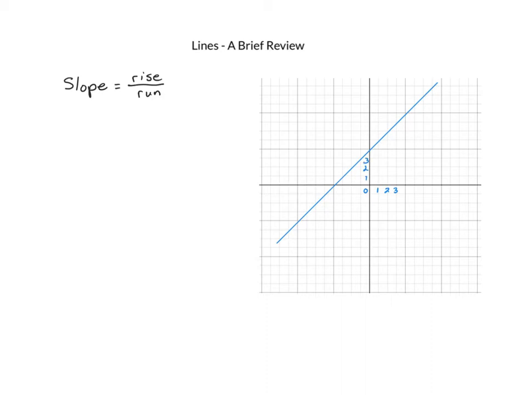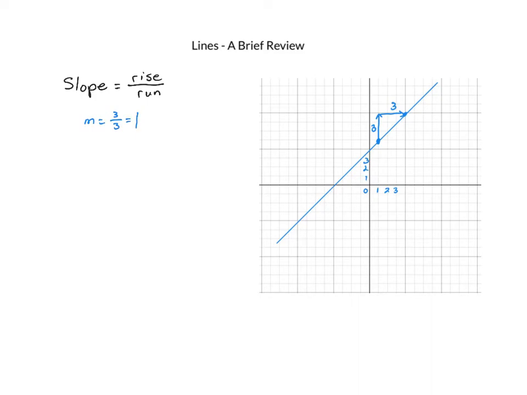And we can grab any 2 points. We'll grab this point here and this point here. And we take the ratio of the rise to the run. So to get from this point, I would go up 3 units and over 3 units. So the slope of that line would equal 3 over 3, which is of course just 1.